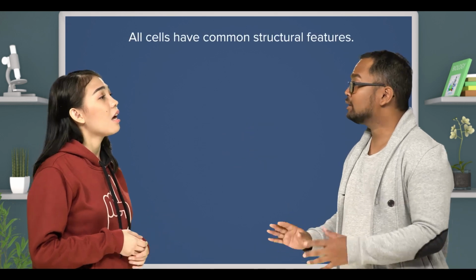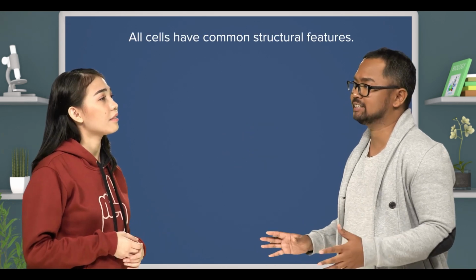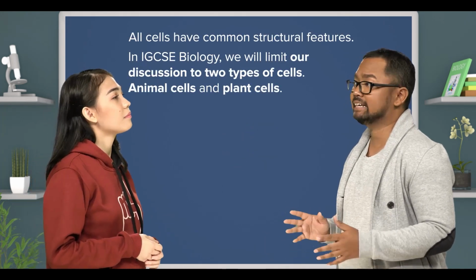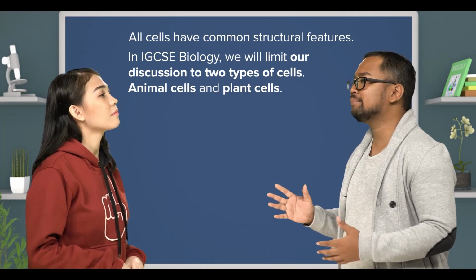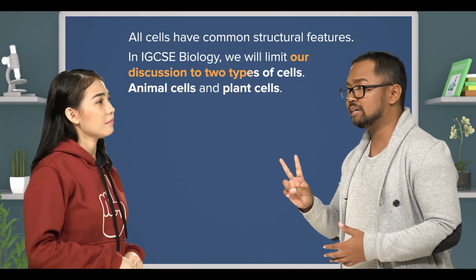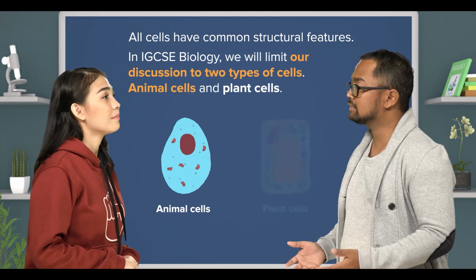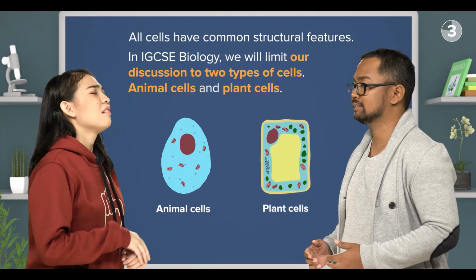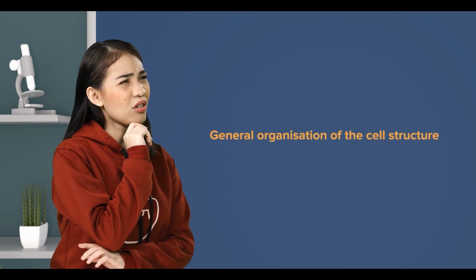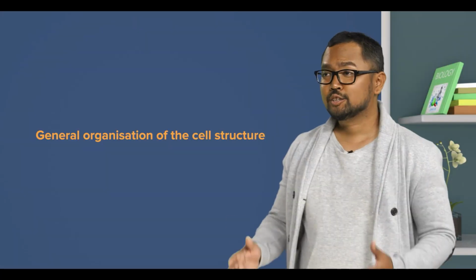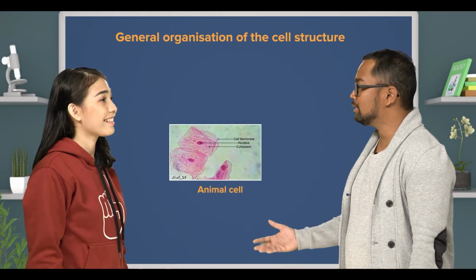Indeed, all cells have common structural features, but in IGCSE biology, we will limit our discussion to two types of cells, animal cells and plant cells. Tell me more about the general organization of the cell structure. Sure, this is an animal cell.